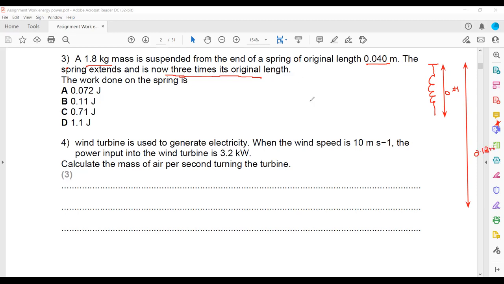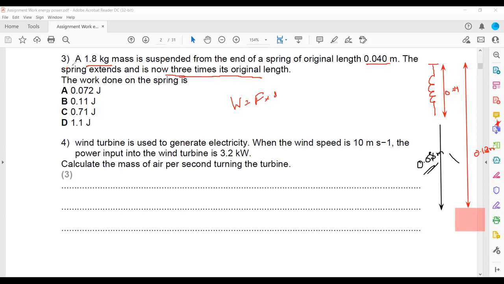The question is, what is the work done? So how to know what is the work done? Work done is force times distance. So what is the distance moved by the block? That is 0.12 minus 0.04, that is 0.08. So the distance from the original position is 0.08 meter.